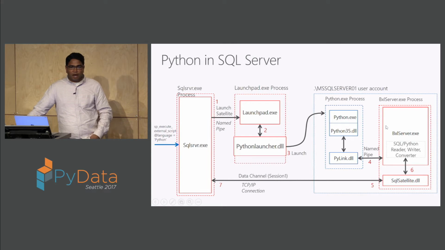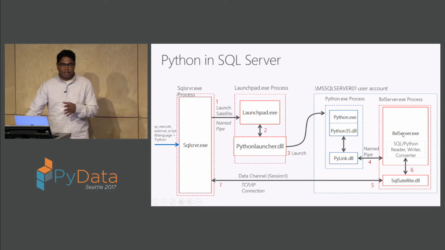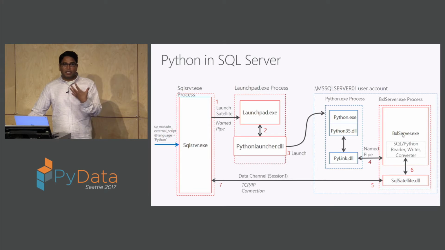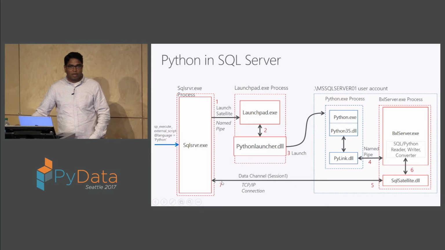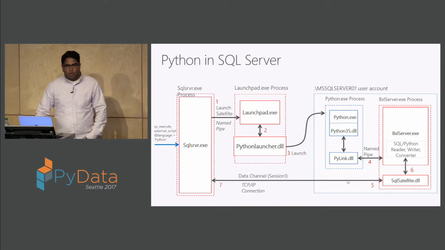And then when the RX or the RevoScalePy or Microsoft ML algorithms are used, it invokes another BxL server process running in there, which runs all the algorithms in native C++ code. This has a high-throughput columnar data communication channel with the SQL Server process, for direct, fast communication. That's how it achieves a lot of performance scale.